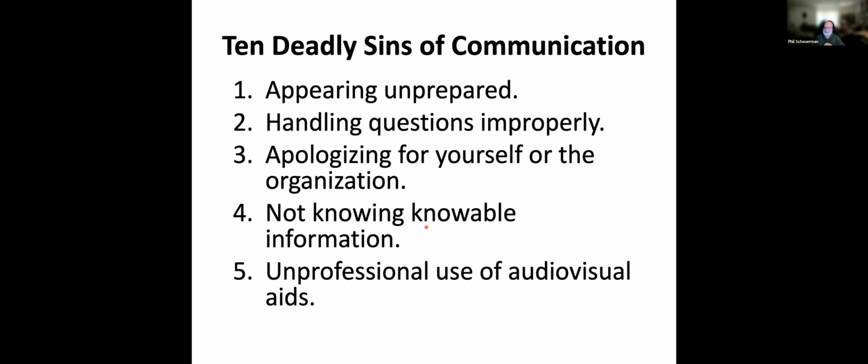Not knowing knowable information. You want to anticipate what the questions are. You want to anticipate what the audience is going to be interested in, and you should be able to answer the bulk of the questions, because most of the questions will be things that you should know. Now, there are going to be questions that you don't know the answer to. That's not a crime. Somebody will ask you something that you didn't think about, or they will be thinking in a different direction.